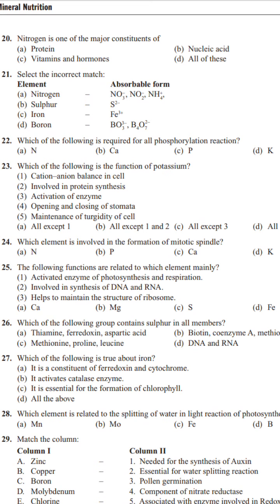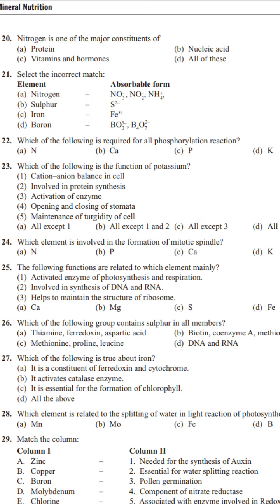Which of the following is required for all phosphorylation reactions? Option A, N; option B, Ca; option C, P; and option D, K. The correct answer is option C, P. Let us see the explanation for this question.